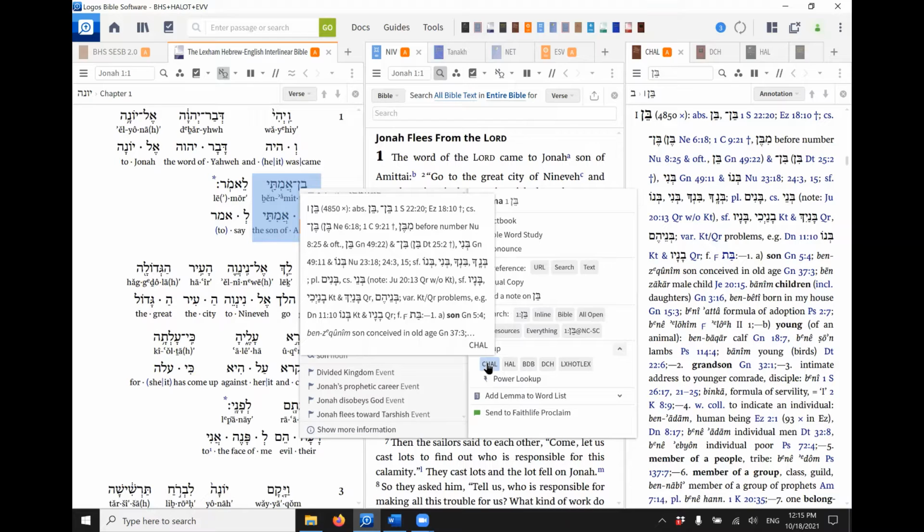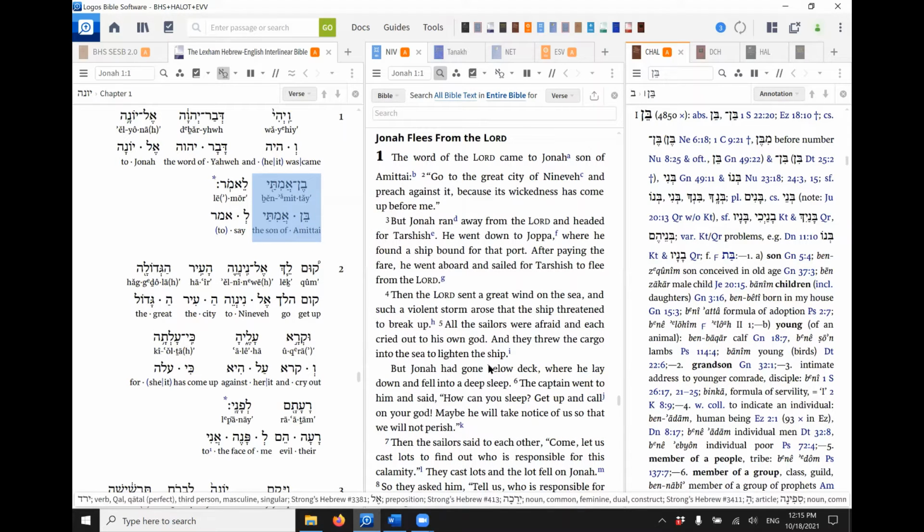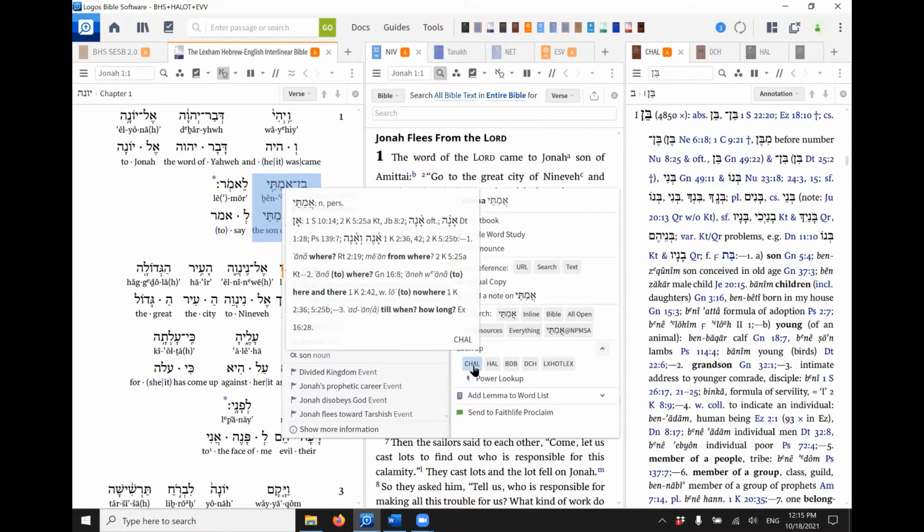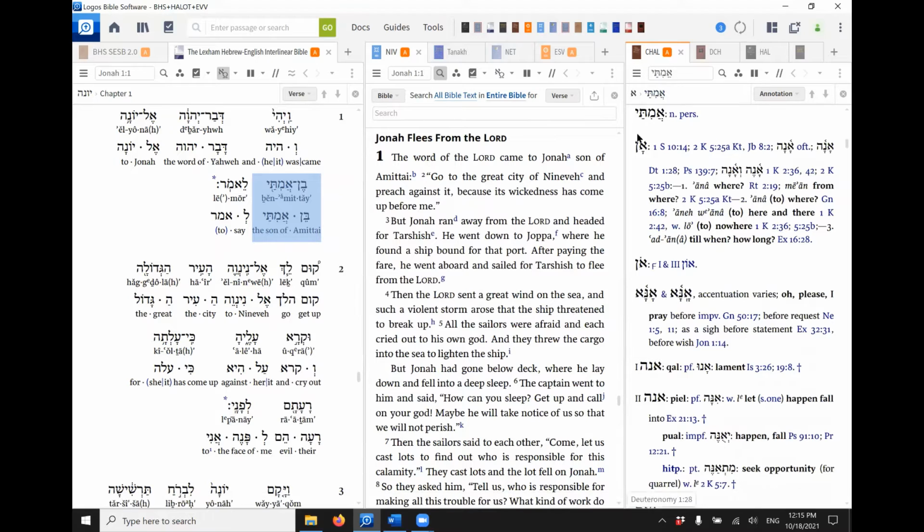I'm going to the Concise Hebrew Aramaic Lexicon, and wait a minute, I did the wrong one because the telephone distracted me. I'm going to repeat it again. I'm going down to Amittai, and I'm clicking on that, and it's going to give me Concise Hebrew, and there it is. It's a personal noun.